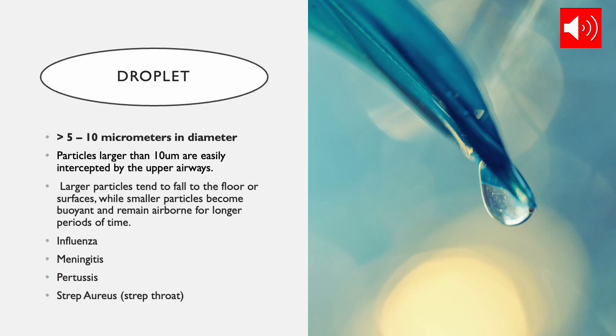So let's talk about droplet. So droplet is greater than 5 to 10 micrometers in diameter. So these are larger than 10 micrometers and are usually or easily intercepted by the upper airways, meaning your tonsils and your nasal passage. They can easily trap these more easily than airborne. And again, these particles tend to fall to the floor or surfaces, and they can remain there for a longer period of time. And examples of this would be influenza, meningitis, pertussis, strep, things like that.